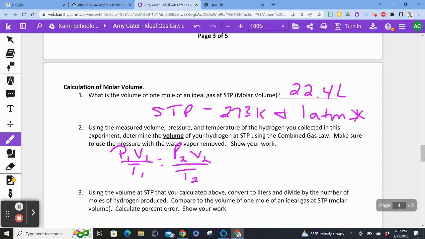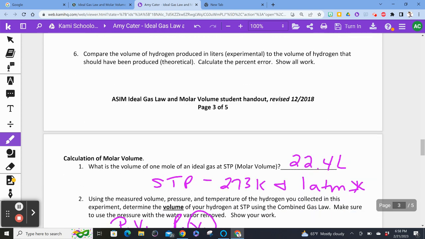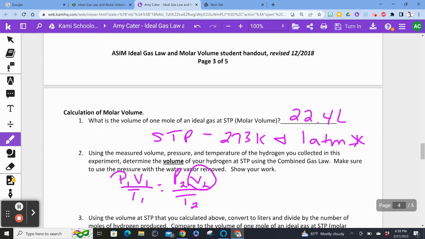Okay, and we're going to rearrange that setup to solve for V2 because you measured your initial volume V1, that's what you measured in the lab. P1 is what we calculated back in number 3. T1 is what we measured in the lab when we turned our Celsius temperature into Kelvin. And P2 is our 1 atmosphere and T2 is our 273 K. So we're just going to rearrange that and solve for V2.